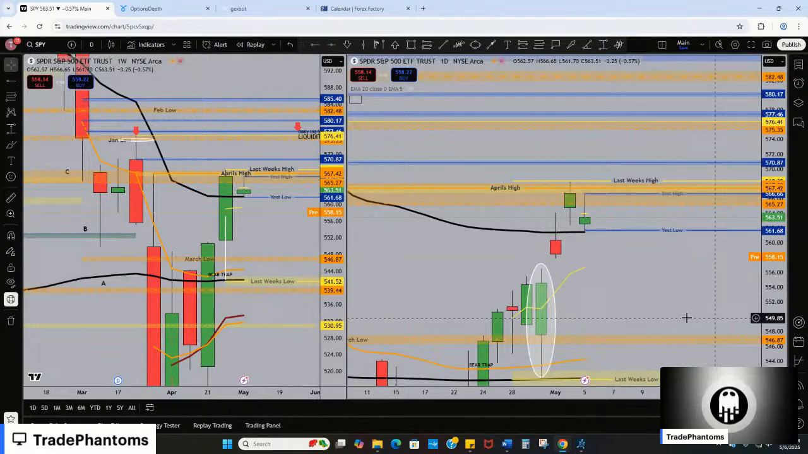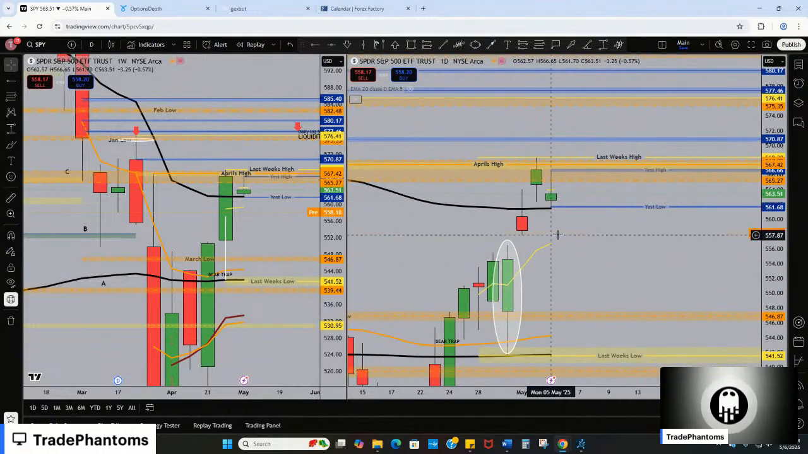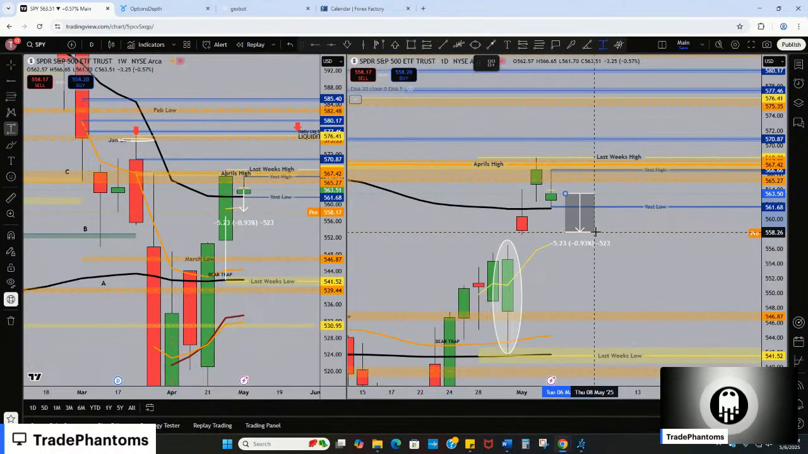Right now, daily time frame, spies. Close here, gap down here. So we have a gap down. Gapping down about what? Almost 1%, right? S&P futures down almost 1%, 5 points.